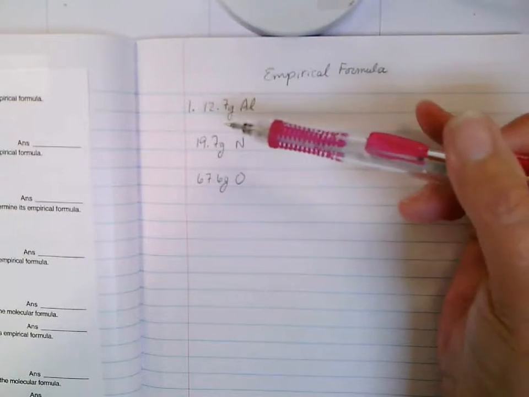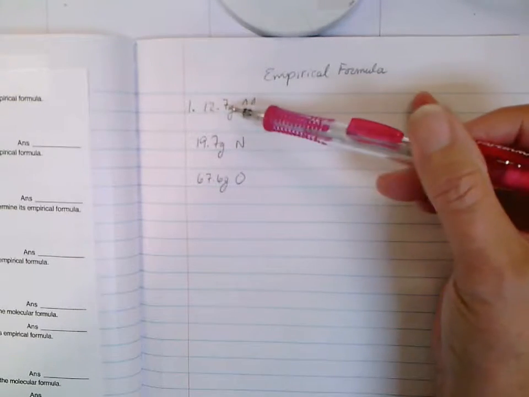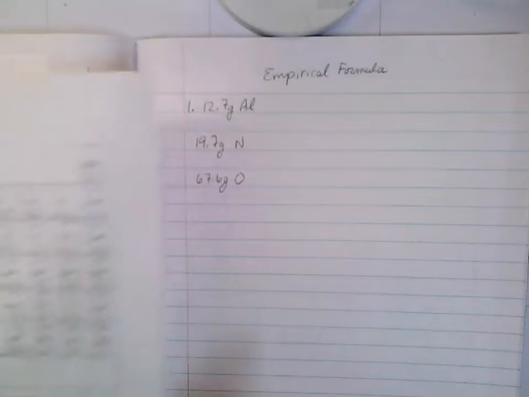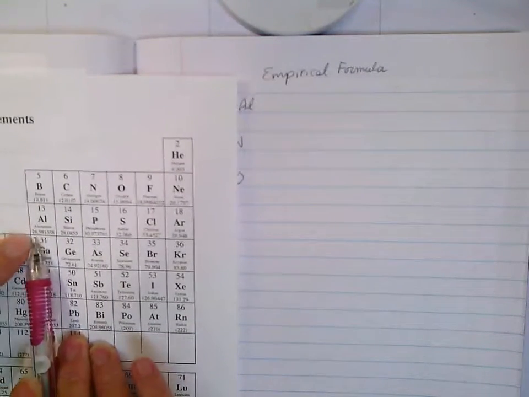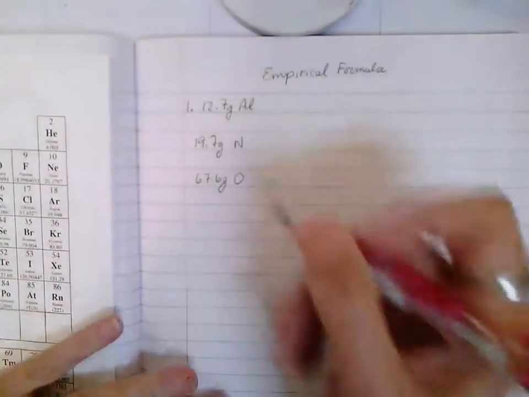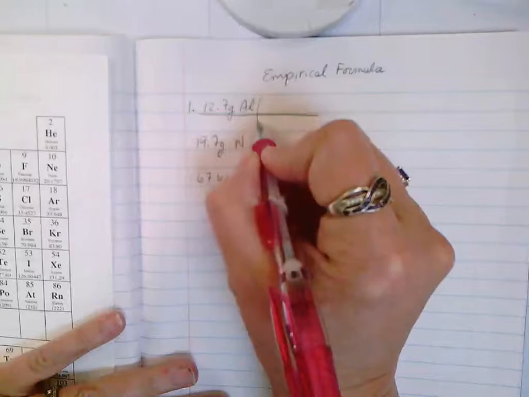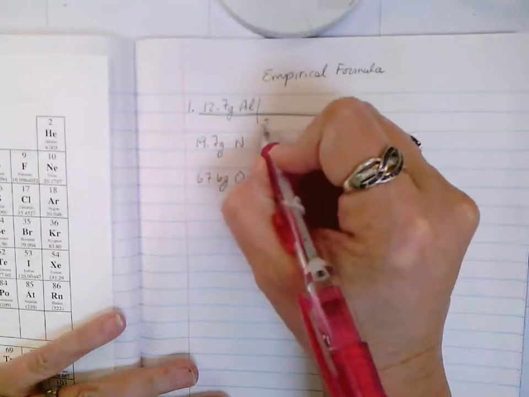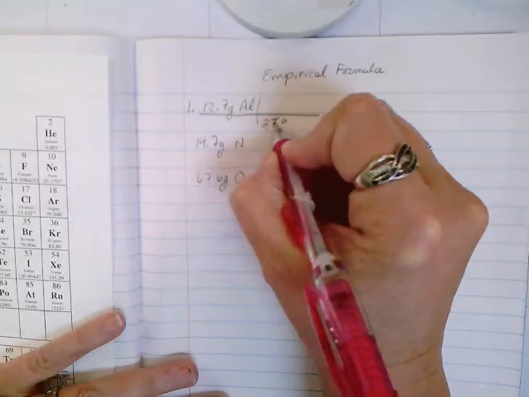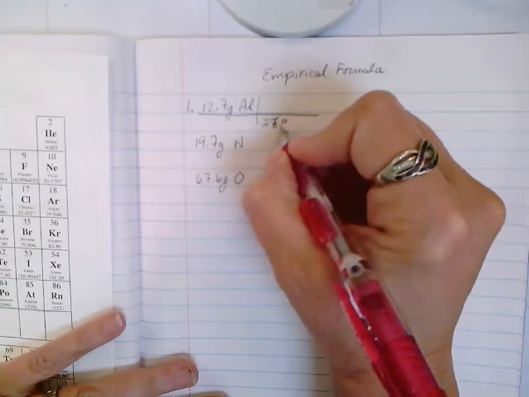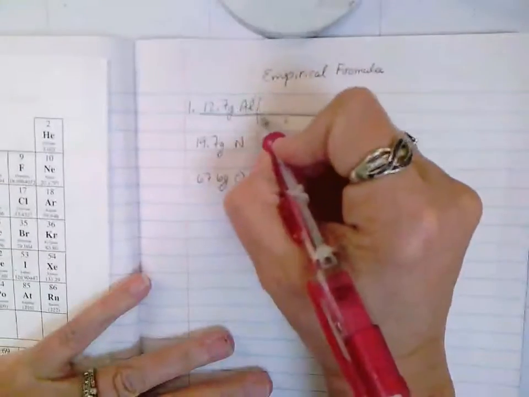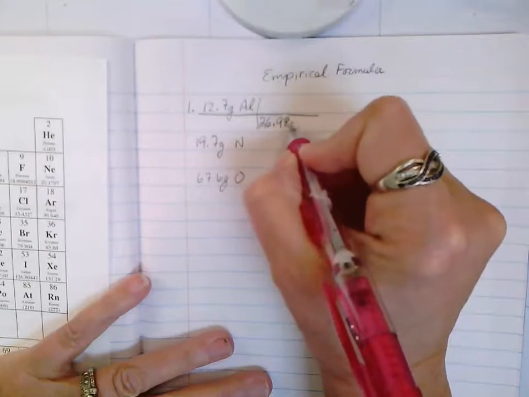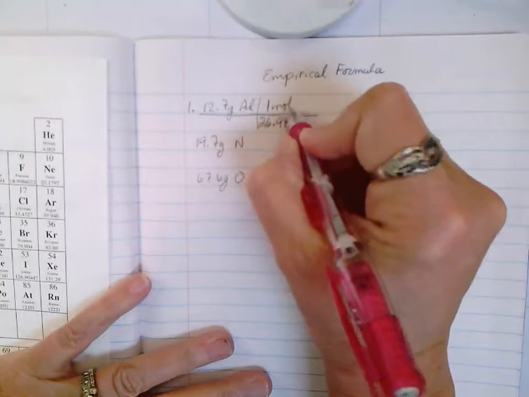So 12.7% times 100 would give me 12.7 grams. The next thing I need to do is go to my periodic table, and I see here that aluminum has a molar mass of 26.98. Again, using 2 decimal places, I want to convert these to moles. So I would put 26.98 grams for 1 mole of aluminum.